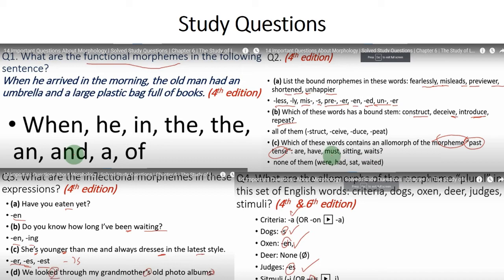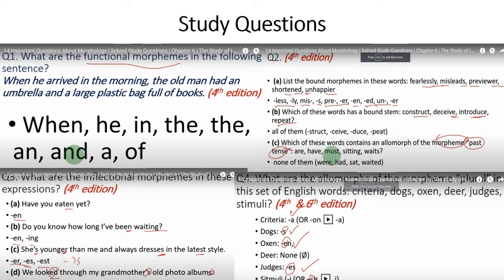When he arrived in the morning, the old man had an umbrella and a large plastic bag full of books. So in this sentence, the functional morphemes are when, he, in, the, and, of. Question number 2, part A, list the bound morphemes in these words.